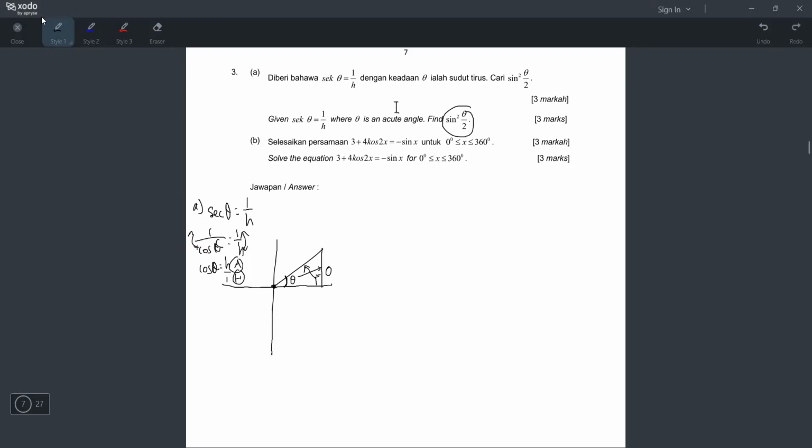The one opposite the 90 degree angle, we call it the hypotenuse. And then the remaining one is the adjacent. So now the adjacent is h, small h, right? And then the hypotenuse is 1.